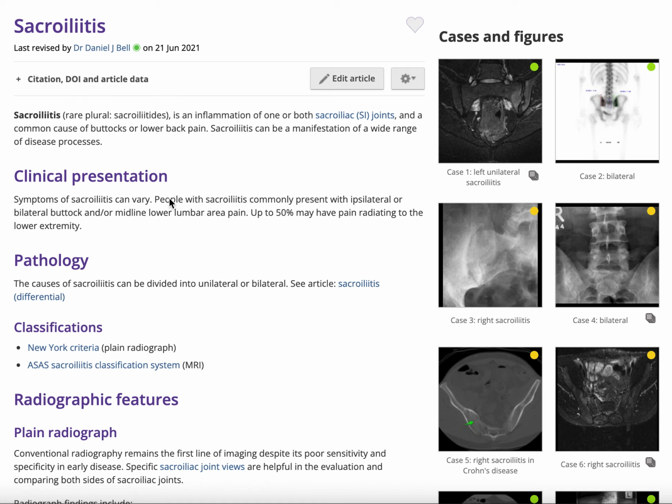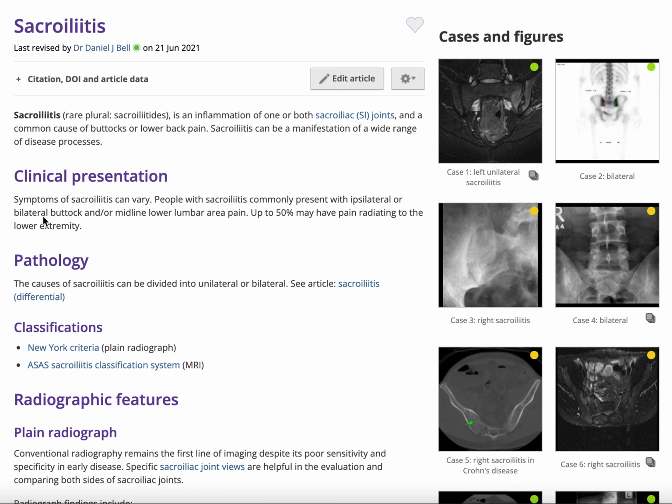Sacroiliitis. Sacroiliitis is an inflammation of one or both sacroiliac joints and a common cause of buttocks or lower back pain. Sacroiliitis can be a manifestation of a wide range of disease processes. Symptoms of sacroiliitis can vary.